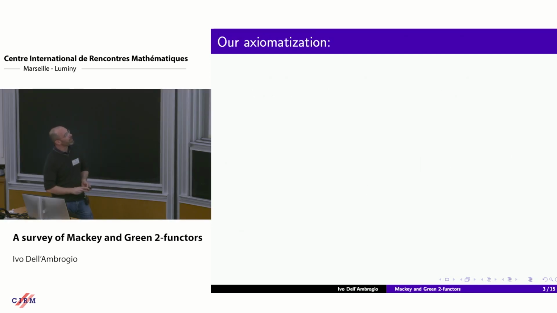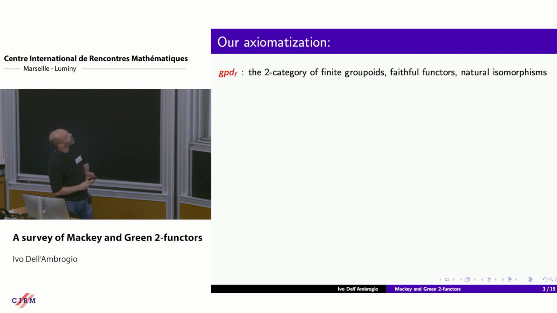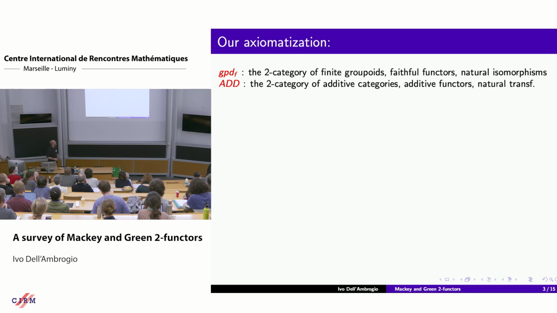All right. So what are the axioms? Well, I need two objects. First, I need the 2-category of finite groupoids, okay? Faithful functors between them, these are my 1-morphisms, and all natural isomorphisms. It's a very easy, nice 2-category, okay? Nobody is scared by that here. And then I will also need the 2-category of possibly large additive categories, all additive functors between them, and all natural transformations. These are my source and target.